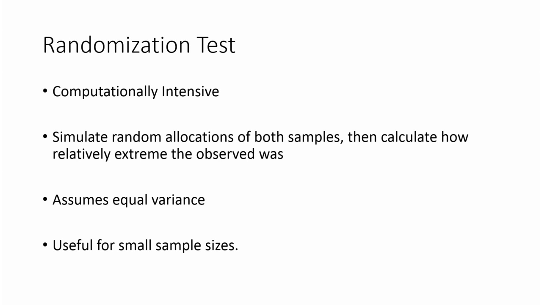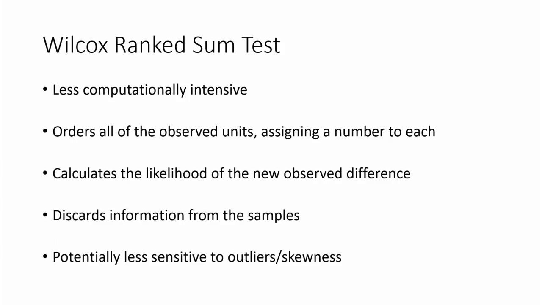The randomization test is much more computationally intensive. It simulates 100,000 or more times, randomly allocating all of the observed units into the two samples, and it calculates how often the difference of those two samples is equal to or greater than that observed. This test assumes equal variance and is useful for small sample sizes.